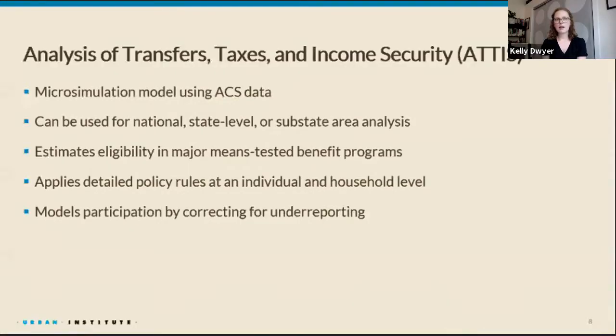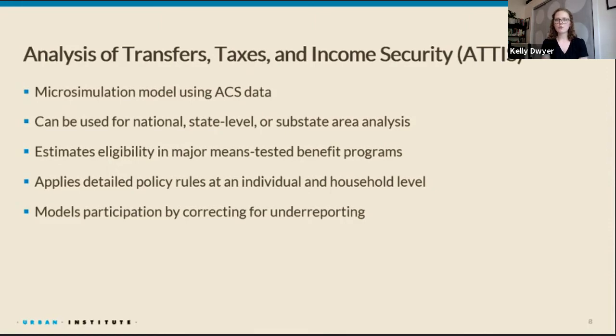So for this analysis, we decided that we should use our analysis of transfers, taxes, and income security model, which is an ACS-based microsimulation model maintained by the Urban Institute. Using ADIS, we're able to estimate eligibility and participation in major means-tested programs like SNAP, WIC, TANF, SSI, public and subsidized housing, LIHEAP, and of course, most important for this analysis, CCDF. We also include taxes and tax credits in our model so that we can look at various things like the earned income tax credit and the child tax credit.